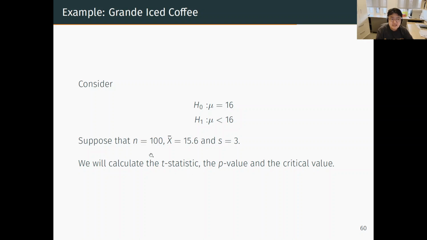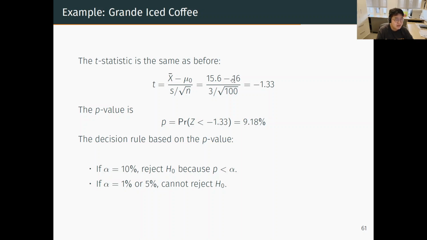So we are going to calculate the t-statistic, p-value and critical value under this setup. First, the t-statistic. Remember, the t-statistic is the difference between the sample average from the data and the true mean I assumed in the hypothesis. So 15.6 minus 16, data and your hypothesis, standardized by the standard error, standard deviation divided by the square root of sample size. And then you will get 1.33333, keep going, but let's simply say minus 1.33. That is the t-statistic.